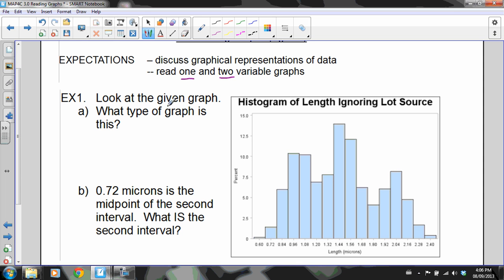Look at the given graph. What type of graph is this? This looks like a bar graph again, but it's not. This is actually a special type of bar graph, and the title is right there. It tells you it's a histogram. The difference is that the x-axis is a number line.